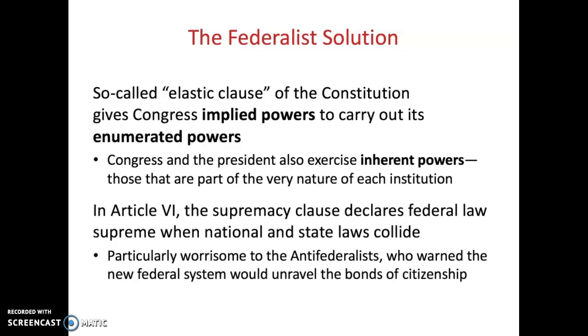Like I've said, Article 1 gives us our enumerated powers, but we also stretch the powers of the legislative branch with something that we call the elastic clause or the necessary and proper clause. You'll also notice that they are called implied powers, which stretch and give more broader powers to the legislative branch than are actually written.